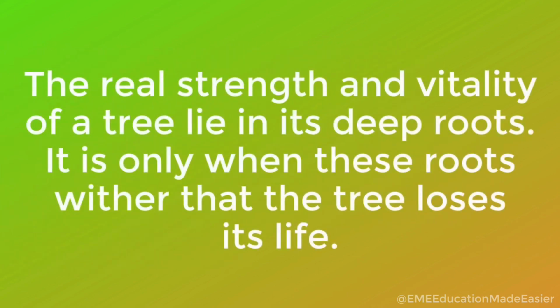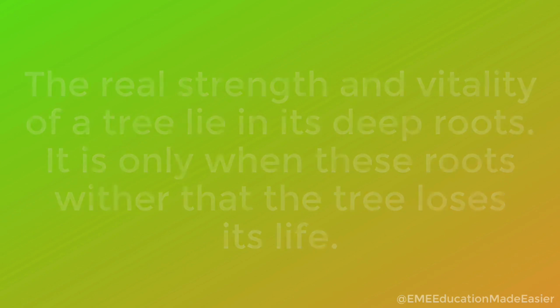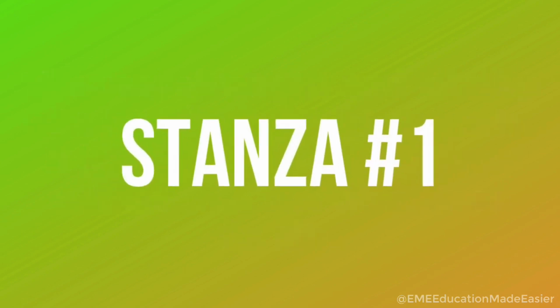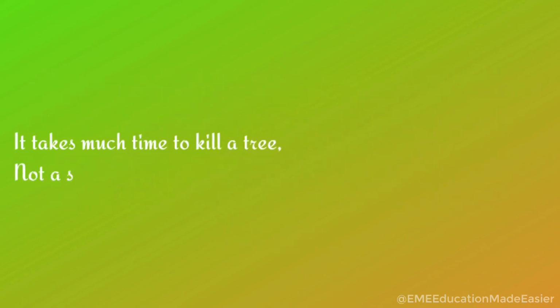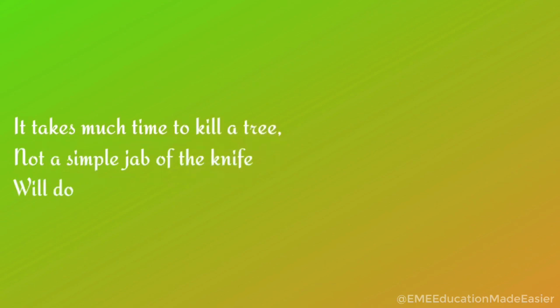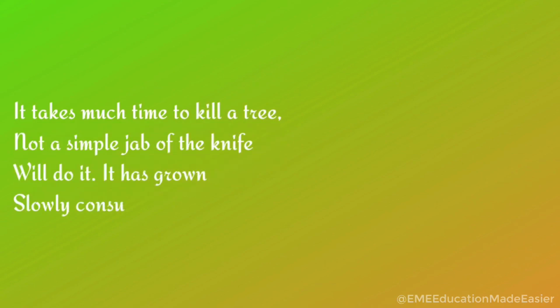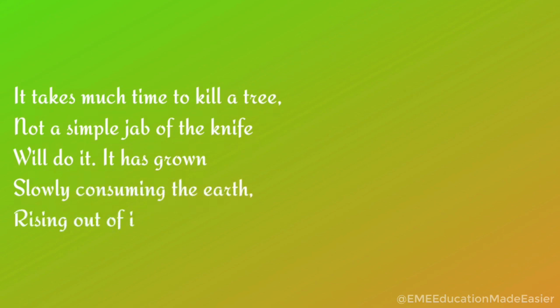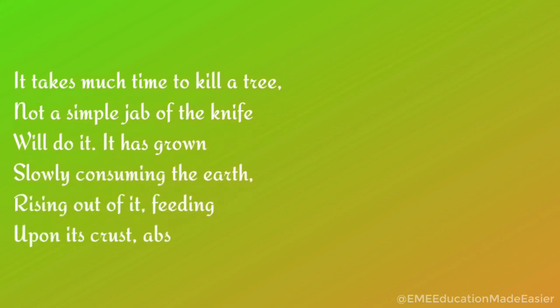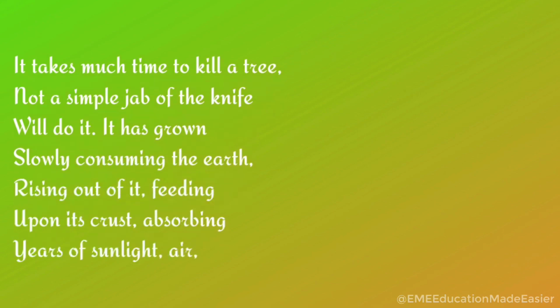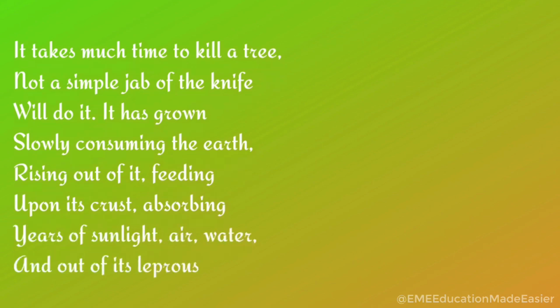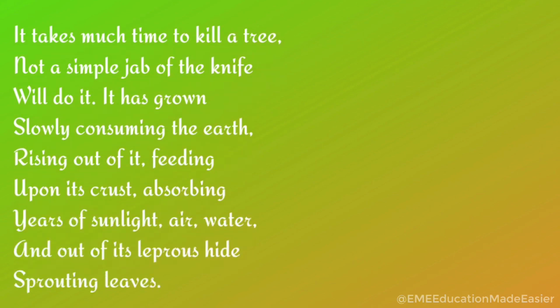The real strength and vitality of a tree lie in its deep roots. It's only when these roots wither that the tree loses its life. So the first stanza of the poem goes like this. It takes much time to kill a tree. Not a simple jab of the knife will do it. It has grown slowly, consuming the earth, rising out of it, feeding upon its crust, absorbing years of sunlight, air, water, and out of its leprous hide, sprouting leaves.